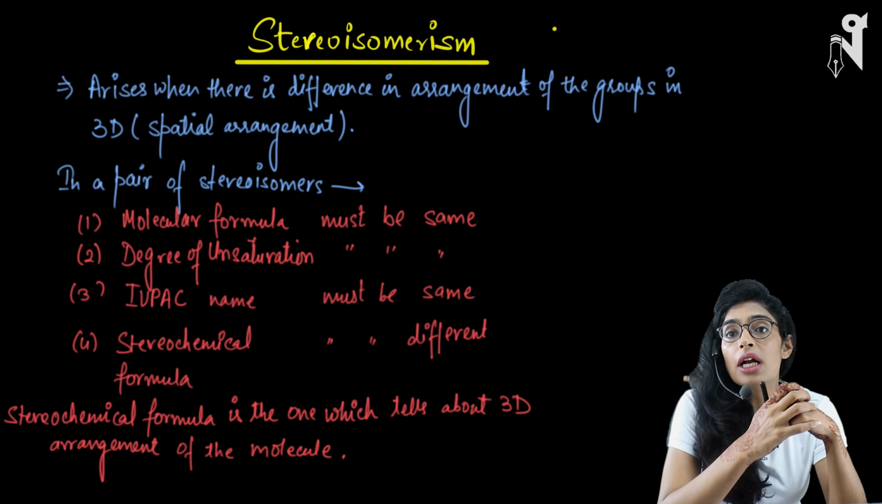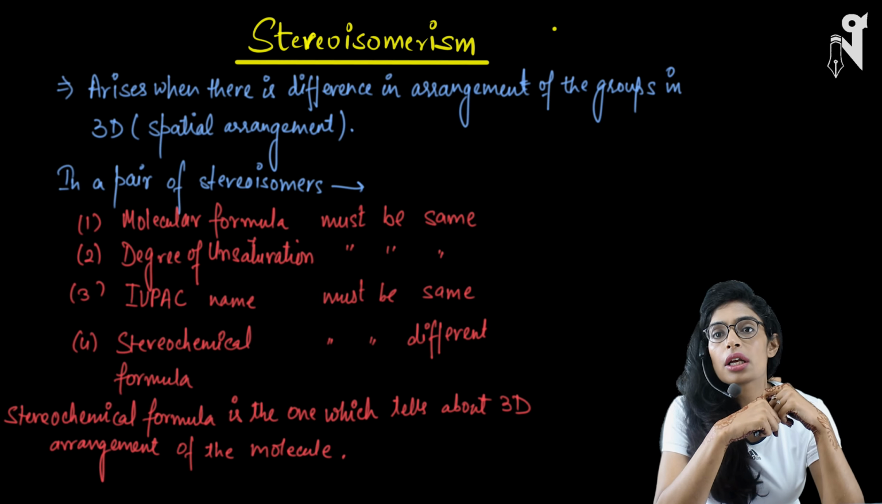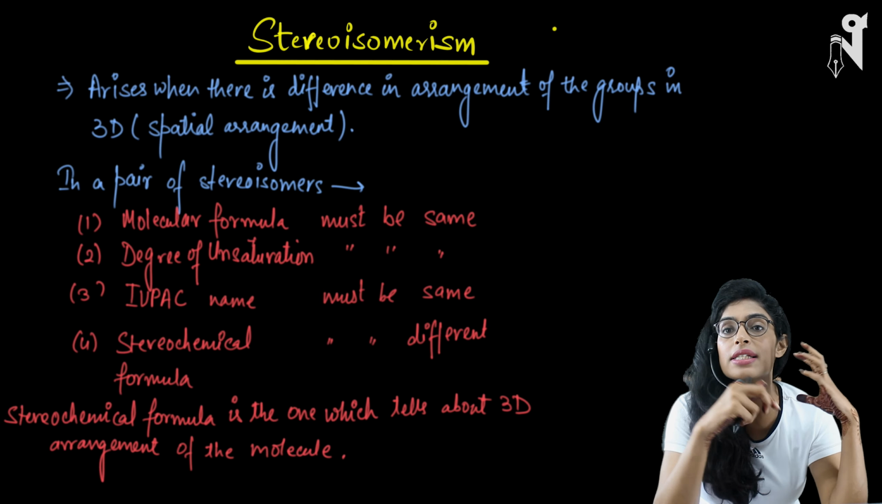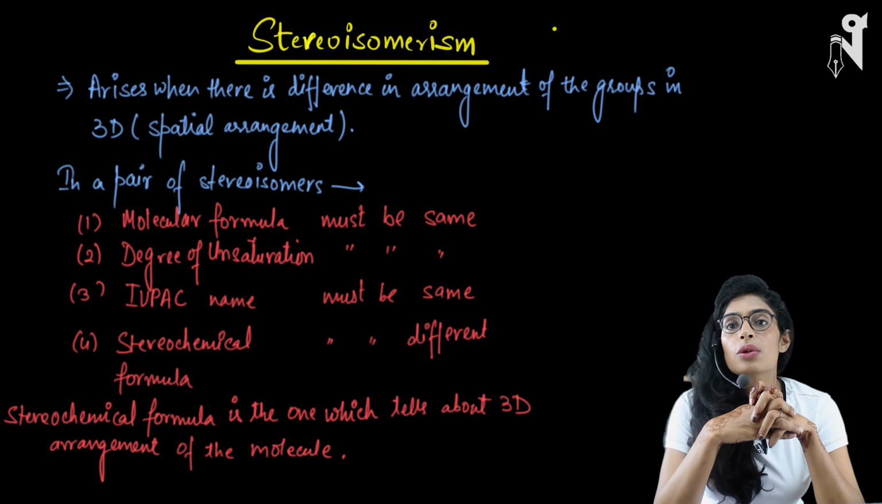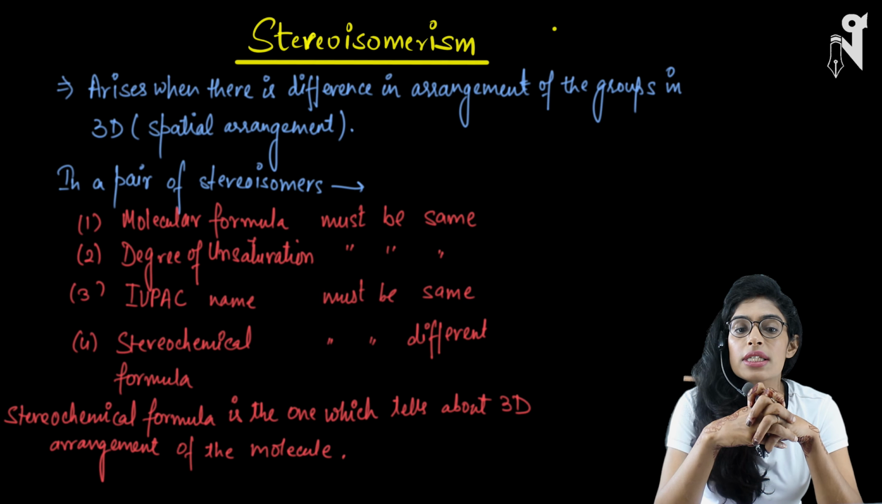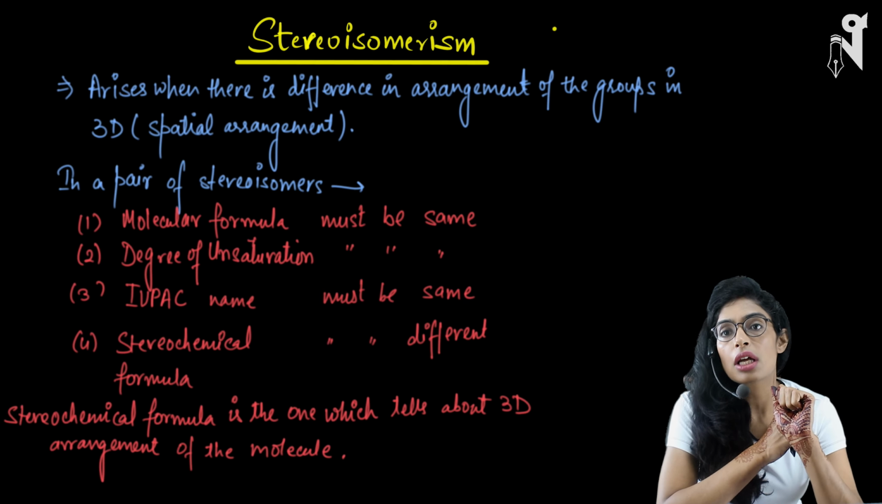Now today we'll be starting optical isomerism, but again, just to recall what we had learned at the beginning of stereoisomerism. When I started stereoisomerism, I told you there are three types of isomerism which we'll be discussing. One is geometrical isomerism, then optical, and then the third is conformational.